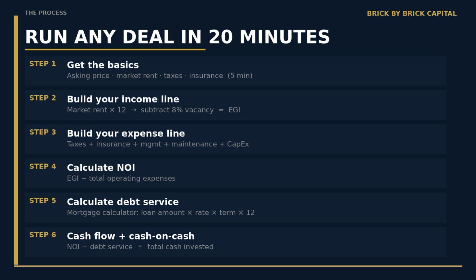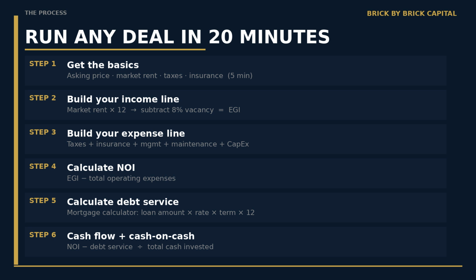Step 2, build your income line. Multiply monthly market rent by 12. That's your gross rental income. Subtract 8% for vacancy. That's your effective gross income. Step 3, build your expense line. Take effective gross income and subtract the following: property taxes, insurance, 8% for property management, 8% for maintenance and repairs, 8% for CapEx reserves. Add them up. That's your total operating expenses. Step 4, calculate NOI, effective gross income minus total operating expenses.